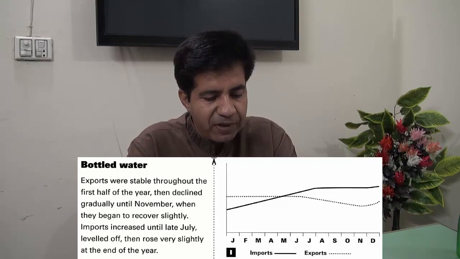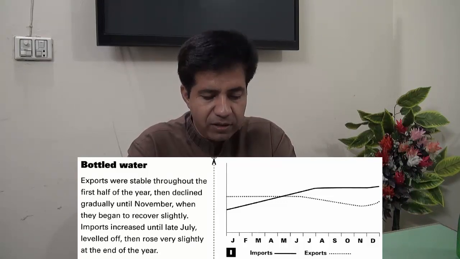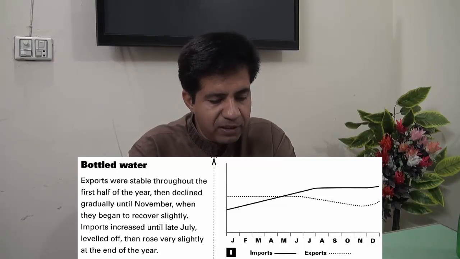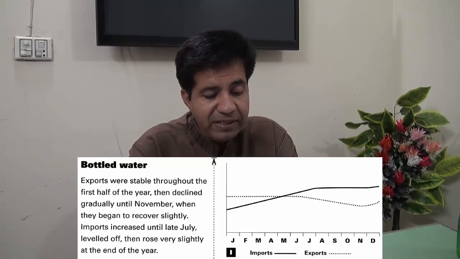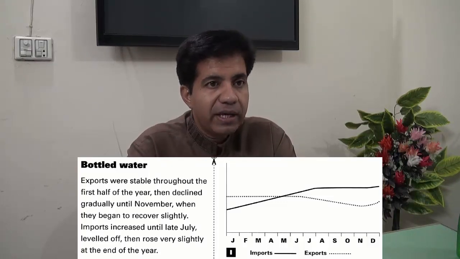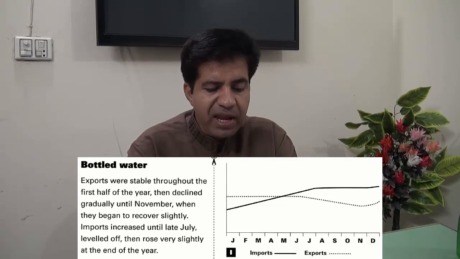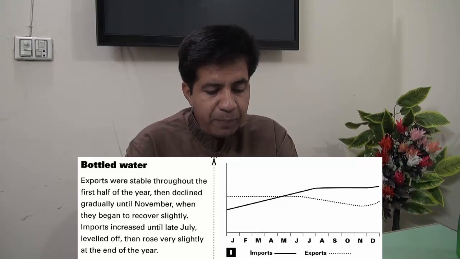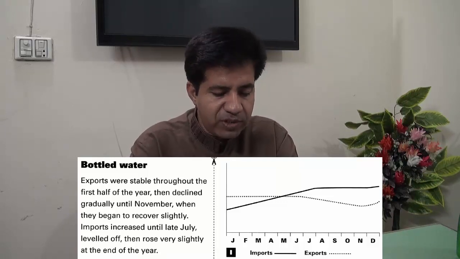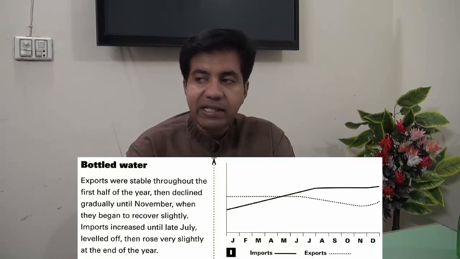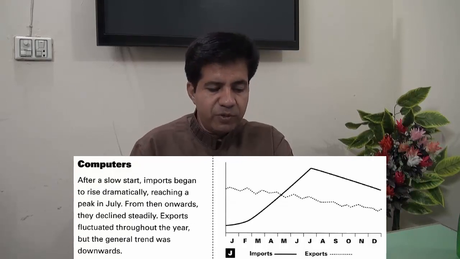Exports were stable throughout the first half of the year, then declined gradually until November, when they began to recover slightly. Imports increased. Now we can see imports, they increased until late July, leveled off, then rose very slightly at the end of the year. Next is computers.